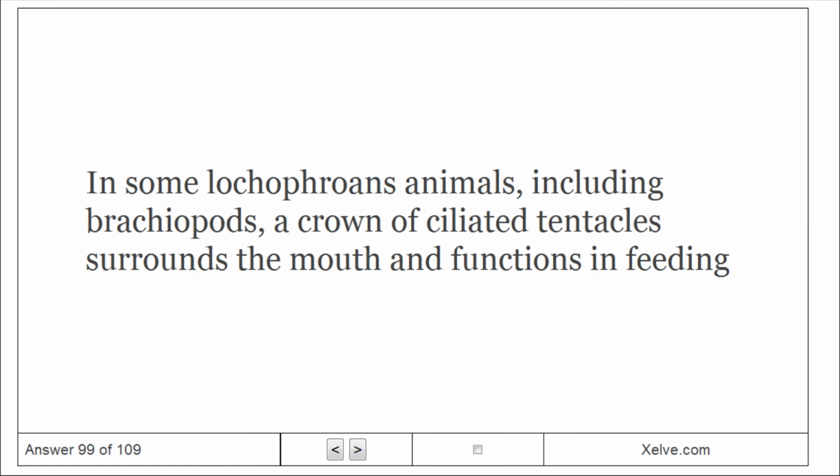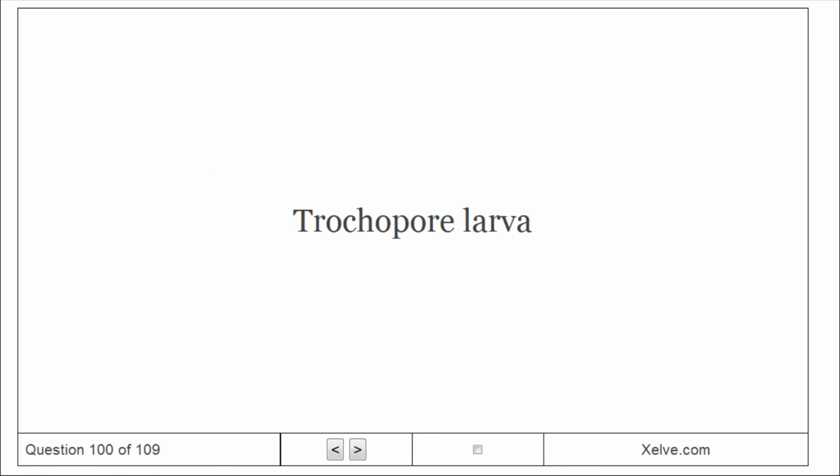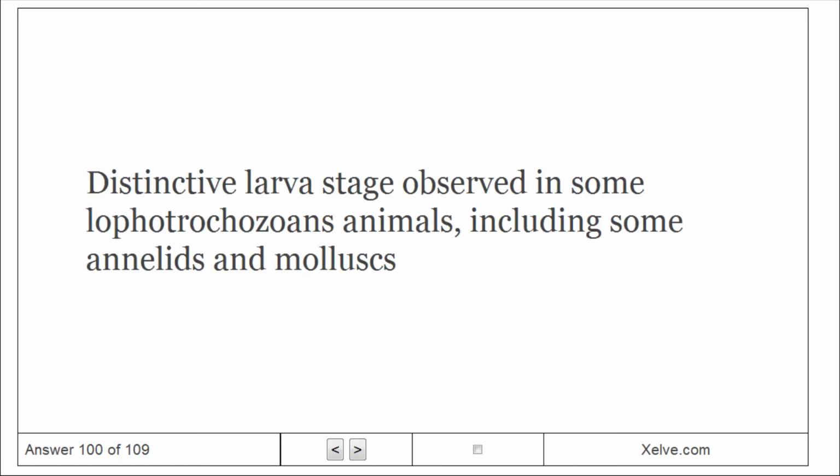In some lophophorate animals, including brachiopods, a crown of ciliated tentacles surrounds the mouth and functions in feeding. Trochophore larva: a distinctive larval stage observed in some lophotrochozoan animals, including some annelids and mollusks.